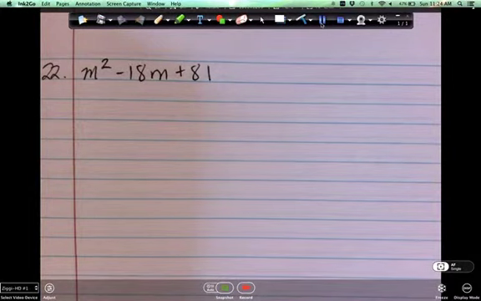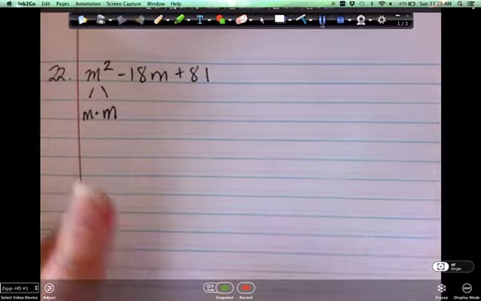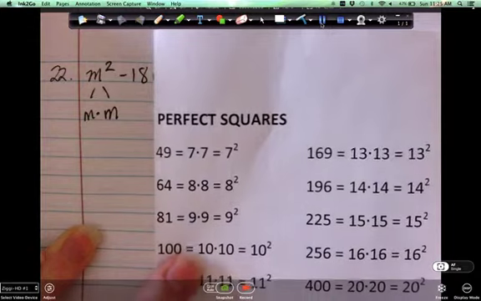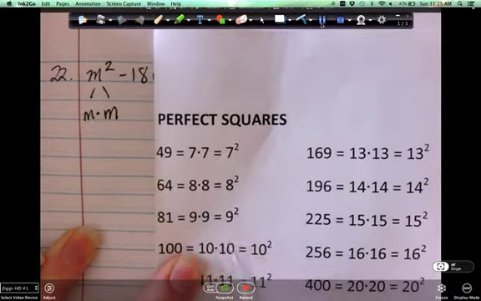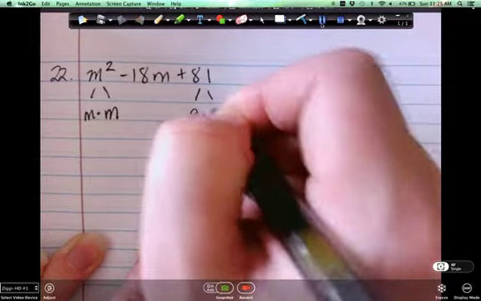So for number 22, again, I'm going to go back to my perfect square sheet, and I'm looking initially at just my first terms. So here I know that m squared is the perfect square of m times m, so I can go ahead and break that down. I know that 81 is the perfect square because I'm looking at my perfect square sheet of 9 times 9. So I'm going to break this down into 9 times 9.